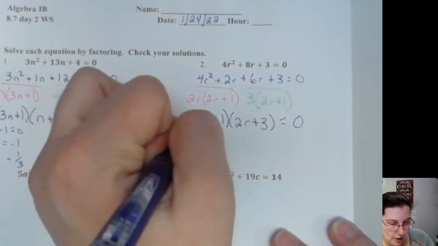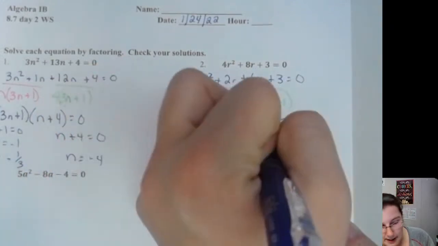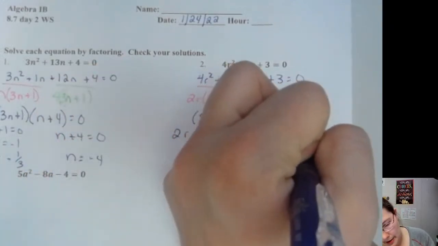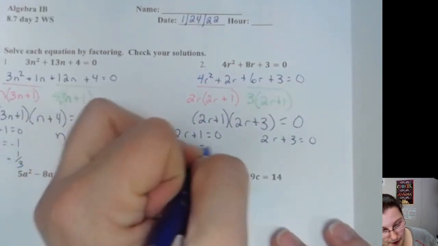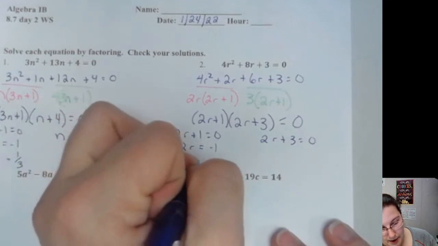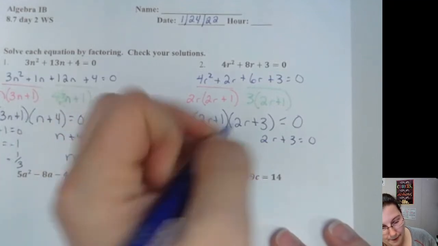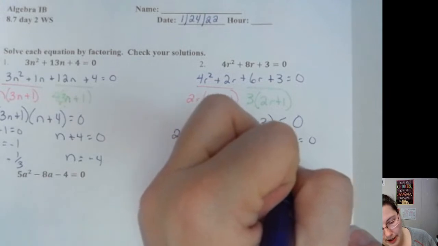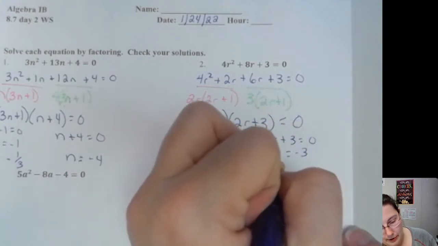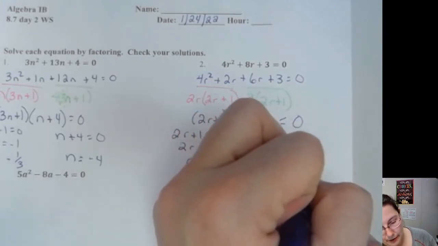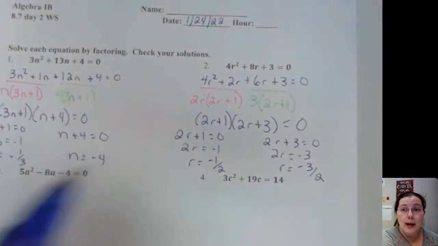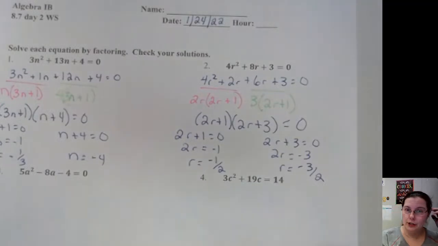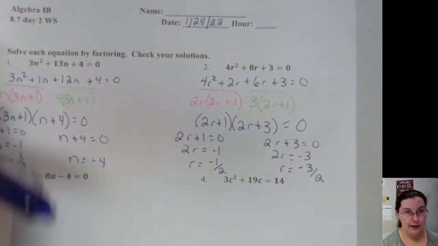So 2r plus 1 equals 0, and 2r plus 3 equals 0. So here I'm going to have 2r equals negative 1, which is going to give me r equals negative 1/2. And on this one I have 2r equals negative 3, which is going to give me r equals negative 3/2. Again, you can change these to a decimal if you want, but it's just as easy just to write it out and be done and not have to do anything else with it.